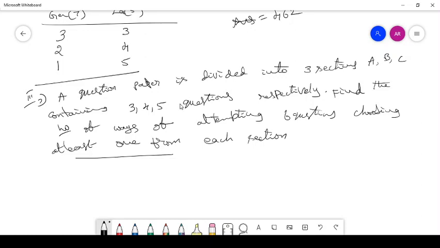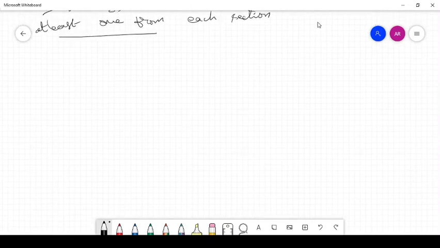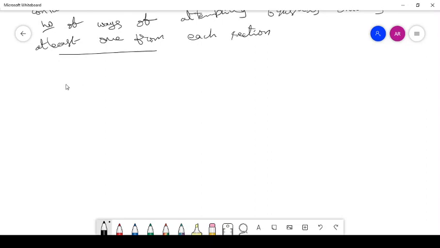Here also first we have to prepare a table. In the problem, given the question paper has section A, section B, section C. Section A having 3 questions, section B having 4 questions, section C having 5 questions. Total you have to select 6 questions, each section having at least one question. So first section A 1 question, section B 1 question, and the remaining 4.